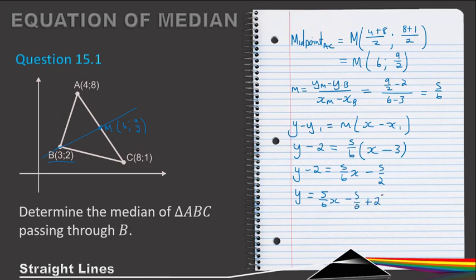And this is just equivalent to 4 over 2. So this will give me y equals to 5 over 6x. If I add 4, I get negative 1 over 2. And that is my median passing through B.